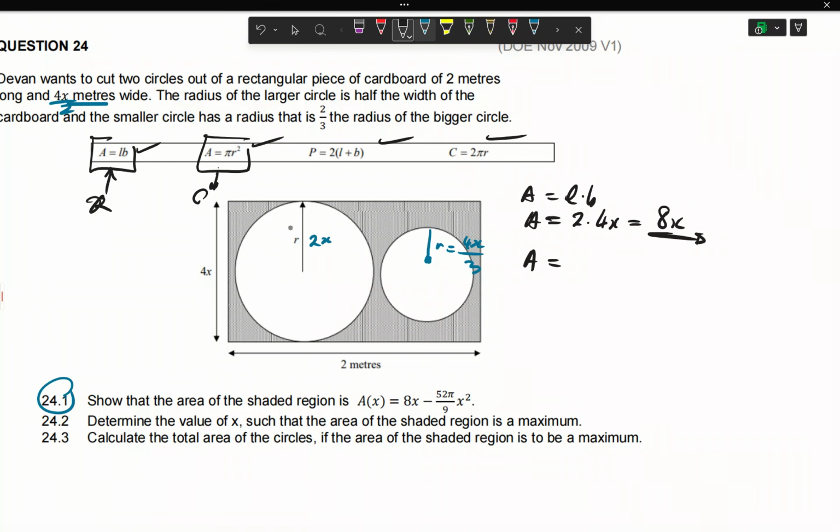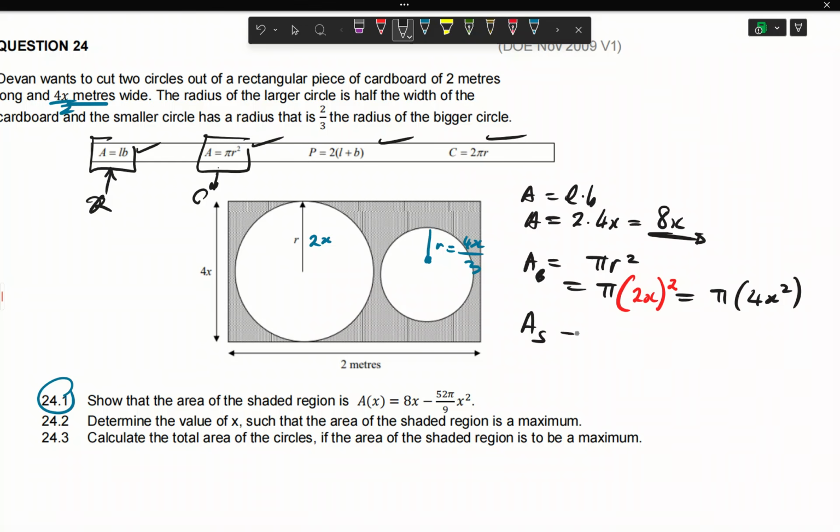So now let's find the area of a circle. We have 2 circles there, the bigger circle and the smaller circle. Let me start with the bigger circle. The area of the bigger circle is going to be pi r squared. So now r squared is 2x, and then squared. So now it's pi into 4 and then x squared. So this is the area of the bigger circle.